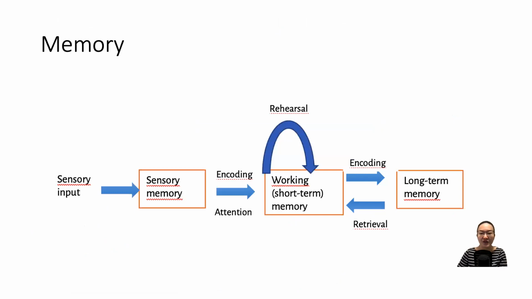Memory. Here you can see sensory input, then it comes through sensory memory, encoding, working or short-term memory, and then encoding to be kept in the long-term memory. Sometimes the long-term memory is also retrieved when we need that in our short-term memory. The working or short-term memory is also called rehearsal memory.